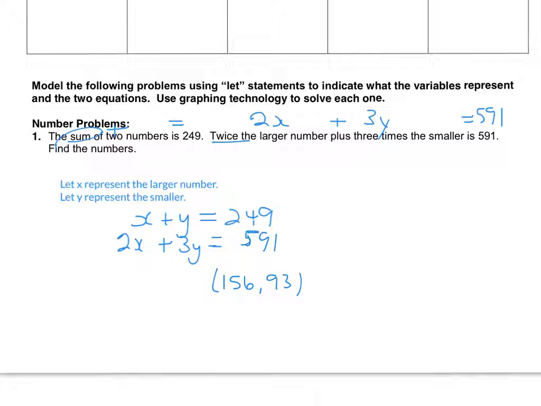In terms of my letters, this is x and this one's y. The 93 is the y. So that means my larger number has to be 156, since my y represents the smaller number, which has to be 93. When we're doing these problems, we would finalize that with, therefore, and you can use the three dots there, the larger number is 156, and the smaller number is 93. And there we have the first problem done.